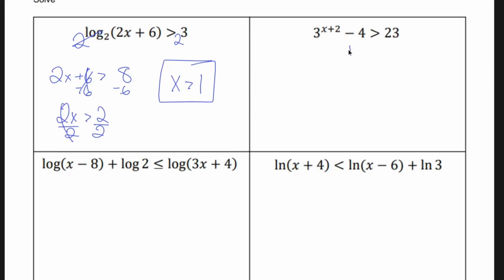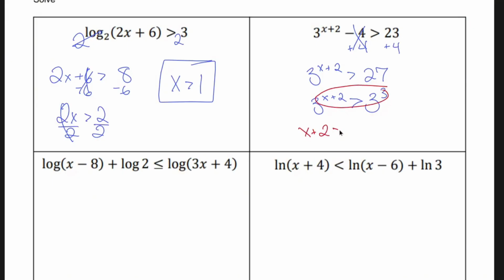Okay, over here, let's add 4 to both sides. That gets me 3 to the x plus 2 is greater than 27. Let's turn 27 into 3 cubed. Now that I have the same exact base, we could circle that, and let's keep that as greater than. x plus 2 is greater than 3. Subtract 2, subtract 2, x is greater than 1.